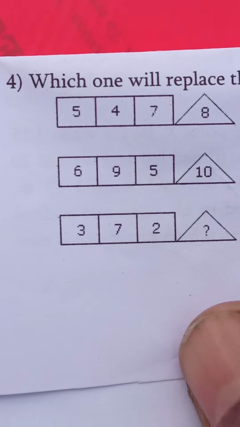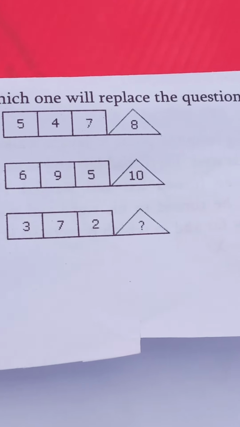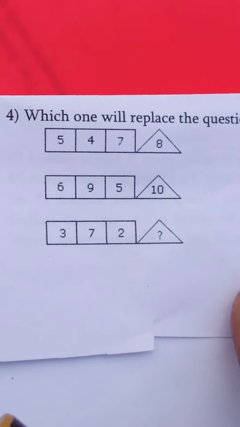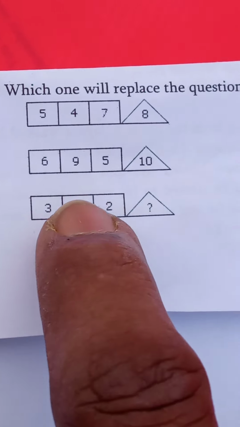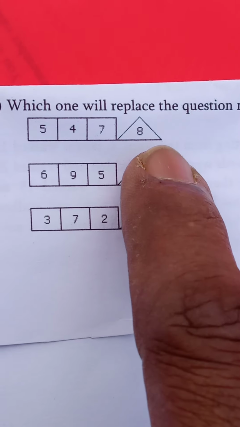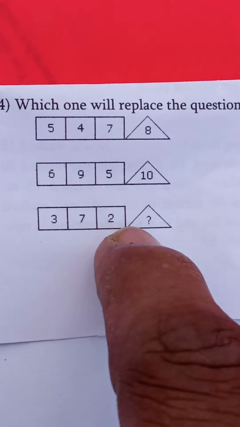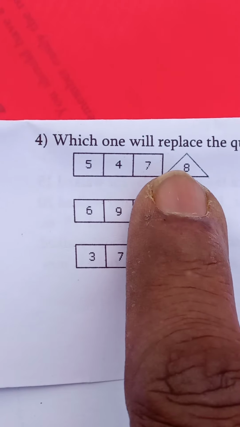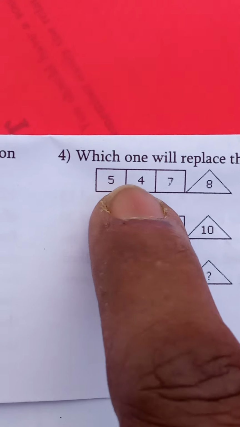Next question. Okay, I'll give a practice question for you. I hope you can solve this question. 5, 4, 7, 8, 6, 9, 5, 10, 3, 7, 2, question mark. How to do this question? Very simple. Take the bigger value 7, just subtract the remaining two numbers, 5 minus 4. So just add that.